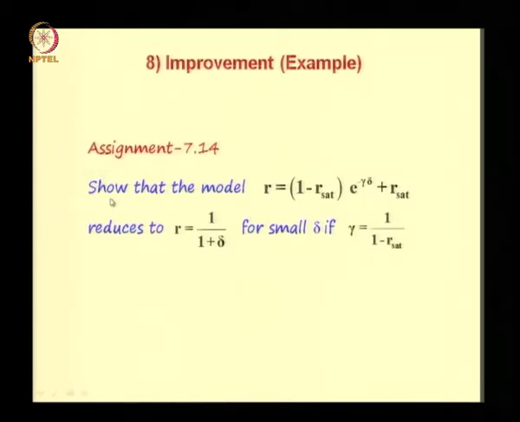An assignment: show that the model r equal to 1 minus r sat into e power minus gamma delta plus r sat reduces to r equal to 1 by 1 plus delta for small delta if gamma is equal to 1 by 1 minus r sat.